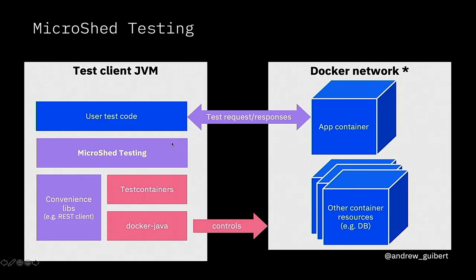So we have the Testcontainers API that controls the Docker network, and it can do simple orchestration of containers. And then we have convenience libraries for interacting with those containers like REST clients. Additionally, I put some JUnit extensions on top of that to make it kind of nice, and then users can write their test code on top of the MicroShed Testing APIs.